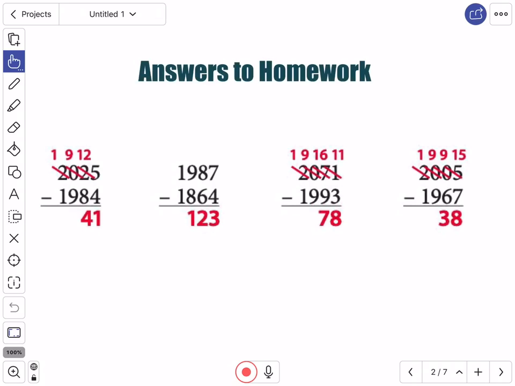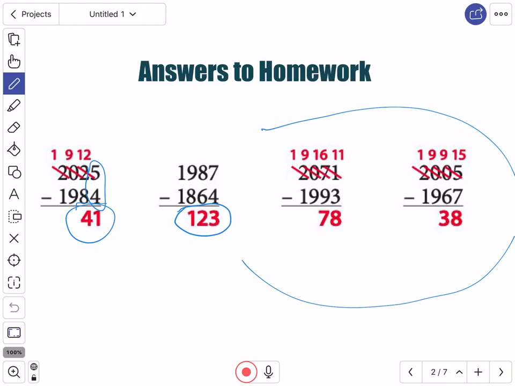All right, so yesterday, or the last math class, I assigned you these 4 problems to do for homework, and I just wanted to go over the answers with you real quick. So I know that you submitted them into Seesaw, but here are the answers so you can see them. So 2025 minus 1984, you should have gotten 41. And you'll notice that this one, you can simply just go right ahead and subtract. You don't need to worry about regrouping, okay? And the same thing goes with the second one. So 1987 minus 1864, you should have gotten 123, all right?